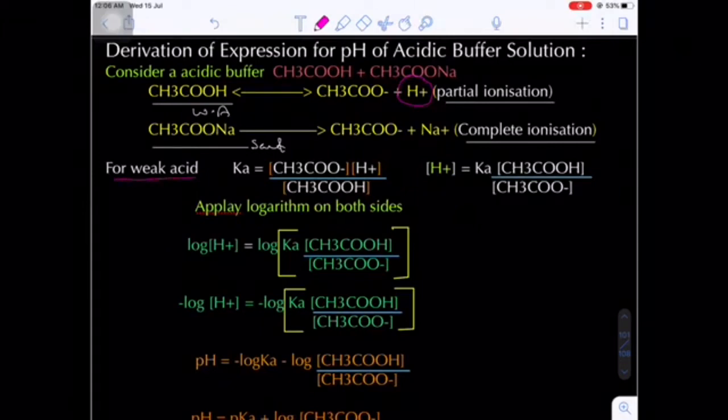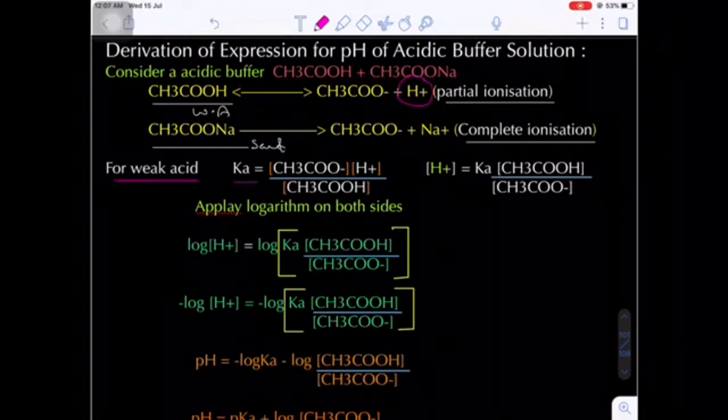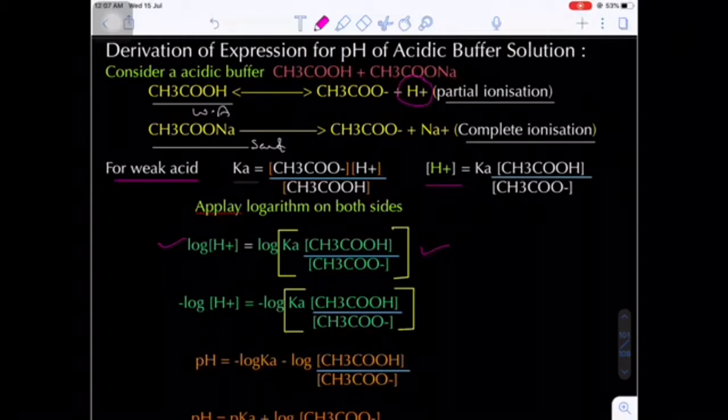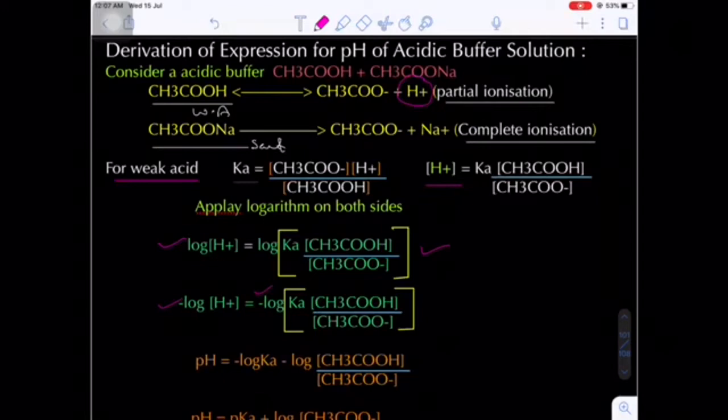Okay, now to calculate the H plus ion concentration, we have to use the law of mass action, which is applicable for weak electrolytes. Here for the weak acid, Ka dissociation constant is acetate ion concentration into H plus ion concentration by acetic acid concentration. From here, what is the H plus ion concentration? Ka into acetic acid concentration by acetate ion concentration. Now on both sides we are applying the logarithm, and after applying the logarithm we are also applying the negative sign on both sides.